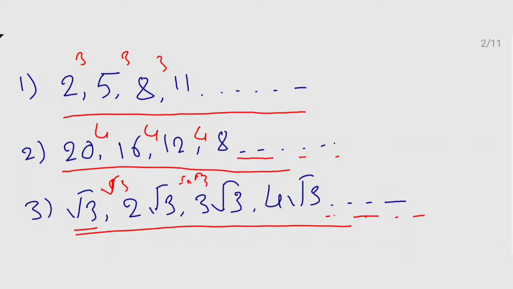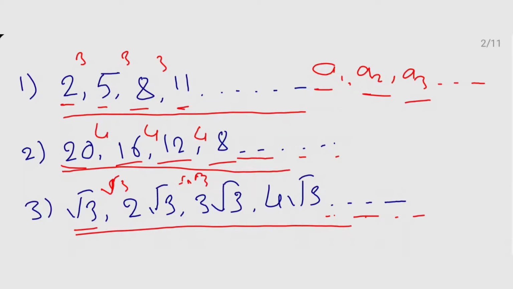The numbers occurring in a sequence are called its terms. Here 2 is a term, 5 is also a term, 8 is also a term, 11 is also a term. In the second one also, 20 is a term, 16 is a term, 12 is a term, 8 is a term. The numbers occurring in a sequence are called terms. Is it clear? And the terms are denoted by A1, A2, A3 and so on. So the first term is A1, the second term is A2, the third term is A3.